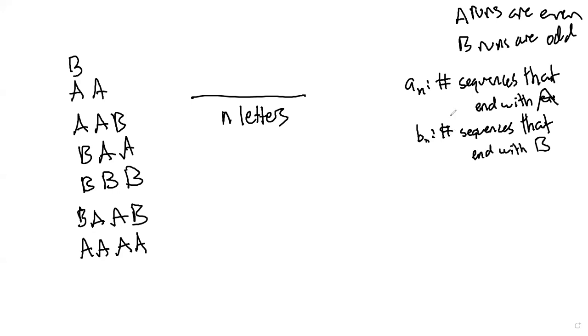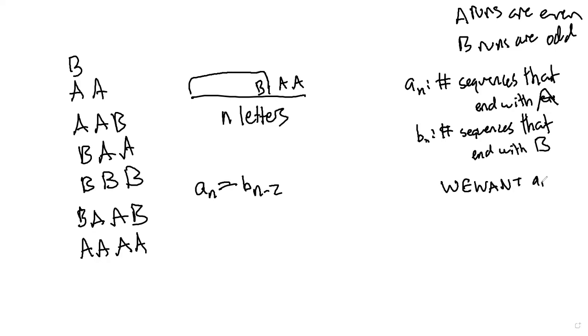The reason I do this is that it completely takes care of the problem from before. Let's now figure out a recursion for a sub n. A sub n is equal to, so how many ways can we end with A's? Let's say we end with 2 different A's. That's b sub n minus 2. We know that the rest is going to be something that ends with a B. Oh, great point. We want a sub n plus b sub n.